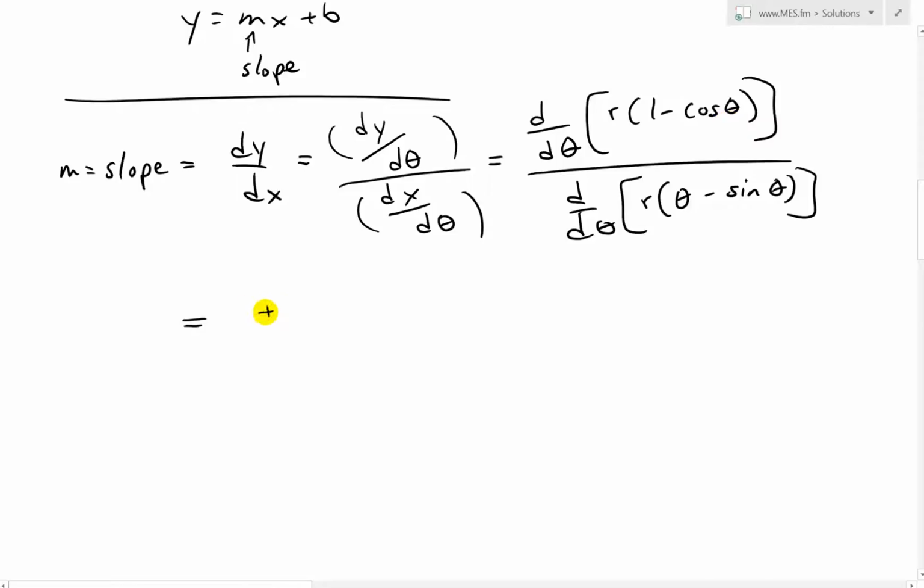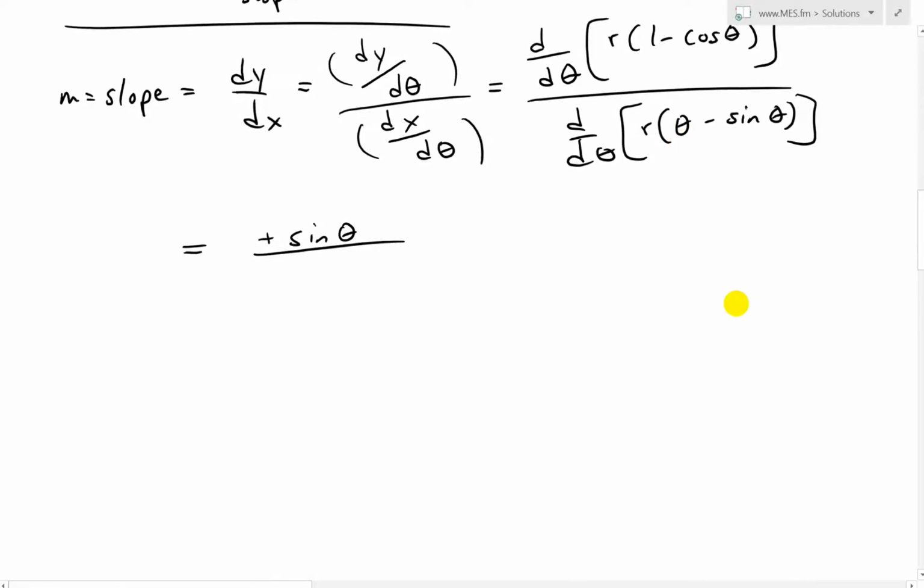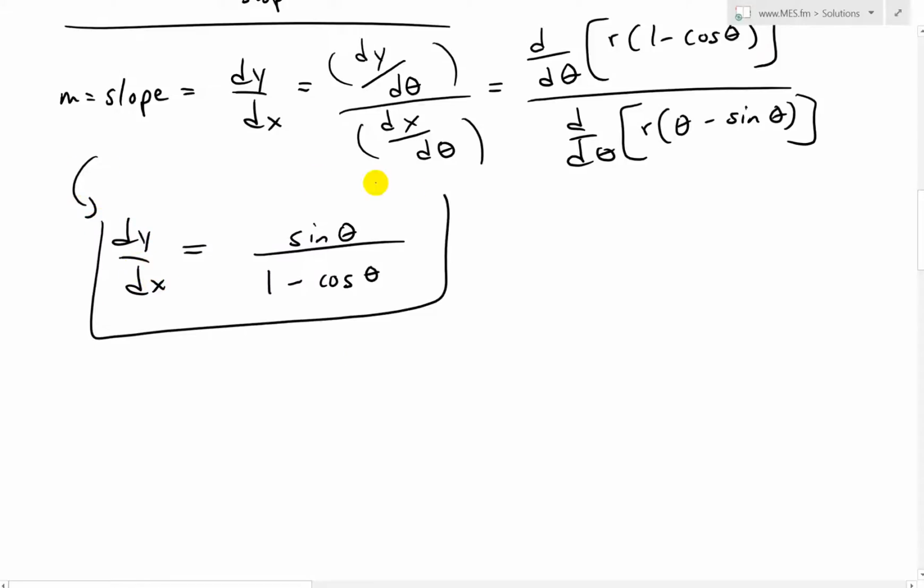So that means we have plus sine theta over the bottom one here. Now we have r, again it's constant, theta, the derivative of theta is 1. So we have 1 minus, and then the derivative of sine theta is just cosine theta. So we just have sine theta over 1 minus cosine theta. This is positive, we just remove that. So that is what our dy over dx is equal to.